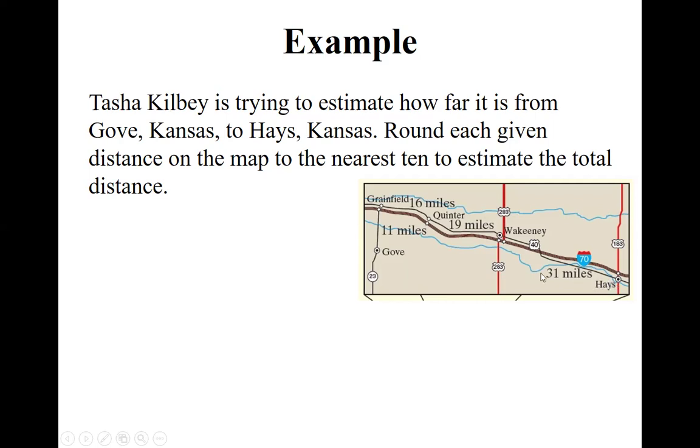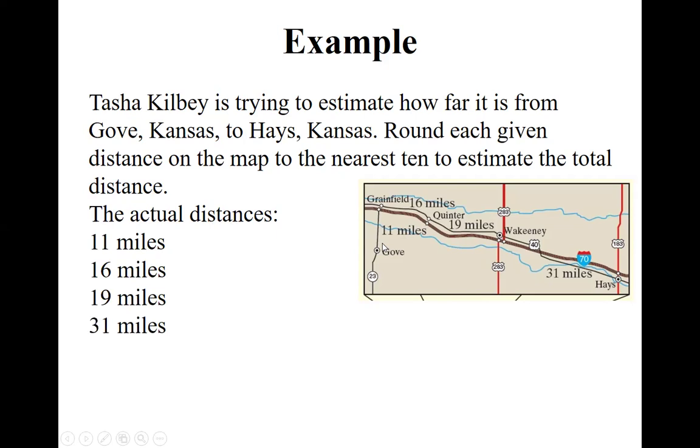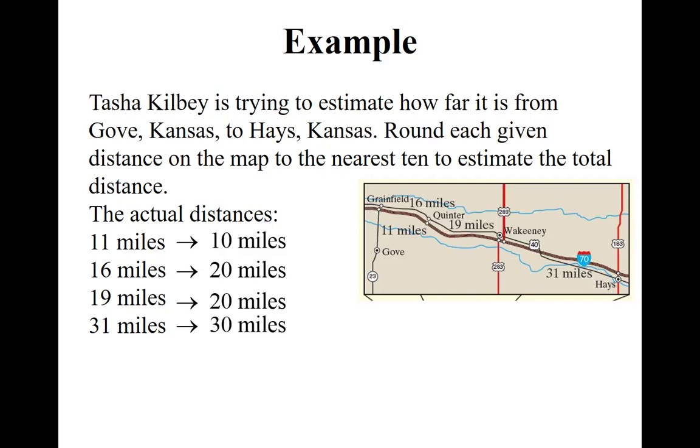Instead of an exact distance, we want an estimated distance. So round each to the nearest 10. So we take our actual distances and we round. The 11 goes to 10. The 16 goes up to 20. The 19 goes up to 20. The 31 goes down to 30. 10 plus 20 is 30, plus 20 is 50, plus 30 is 80. A lot easier to get to than the actual, but it's only an estimate.